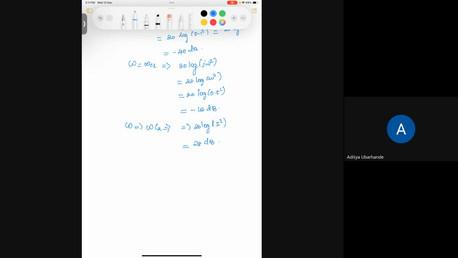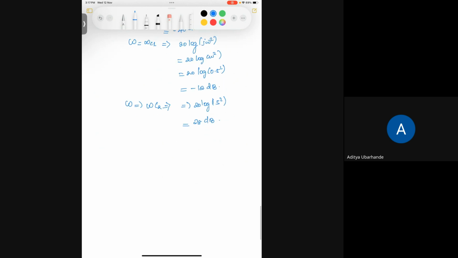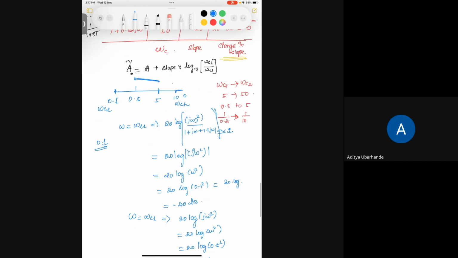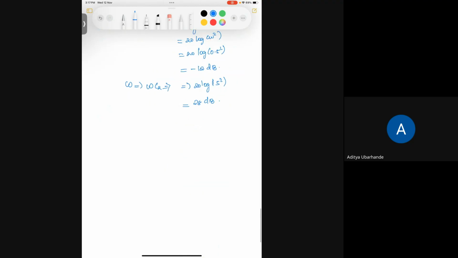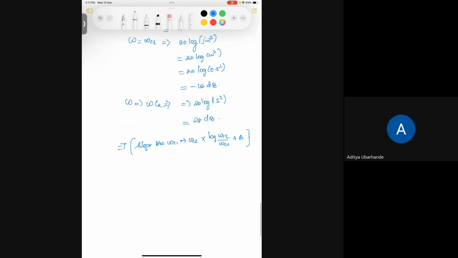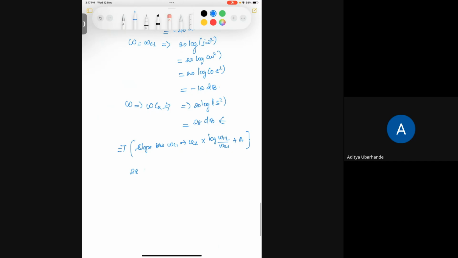Now I want to see the change between these two frequencies. To find the change in magnitude between these two, we are going to use this formula. It gives slope between omega C1 and omega C2 into log of omega C2 by omega C1, plus the earlier magnitude we calculated. The first magnitude we calculated is this 28, right? 28 plus log of 50 by 5. This would give me 48 decibels.